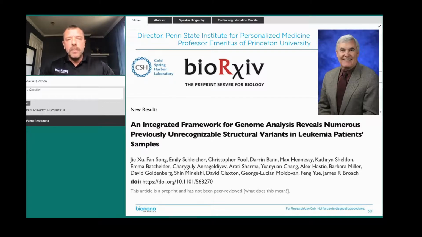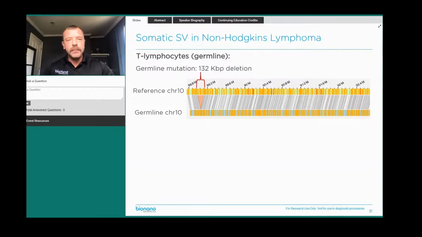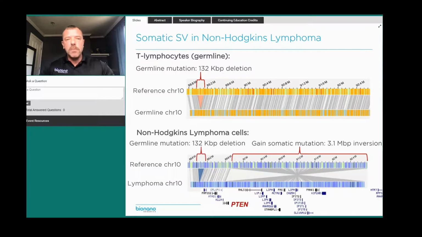And he published work on a dozen leukemia samples that were analyzed with NGS and Bionano. And in this paper, he shows a number of variants found in different leukemia samples. Like here's a case of a non-Hodgkins lymphoma where the T-lymphocytes were cultured as a germline control. But when you look at the lymphoma cells, you actually see that there's a 3 megabase inversion.